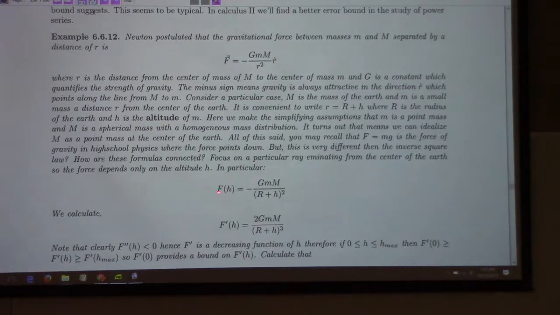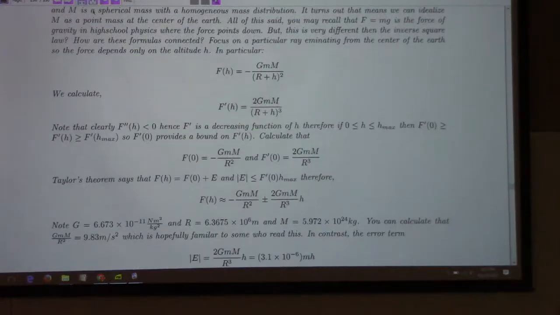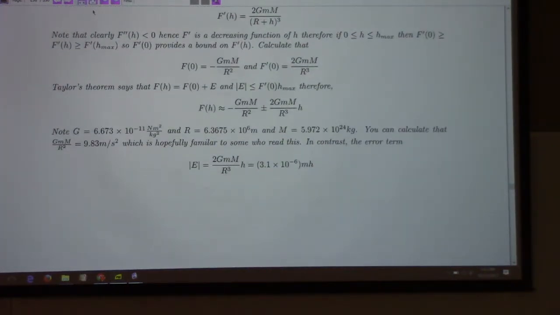So this is the force of gravity as a function of altitude. Its derivative is this. It's clear that the second derivative is negative, which means that the first derivative is decreasing. So I have that if 0 is less than the maximum altitude, then that gives me a bound. Anyway, let me get to the point. After a little bit of calculation, I come to the approximation that the value of the force of gravity at altitude h is minus GMm over r squared.